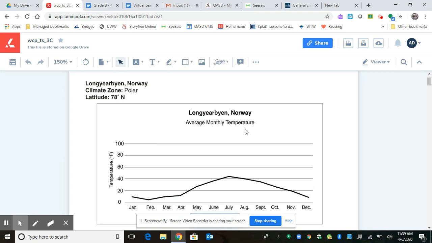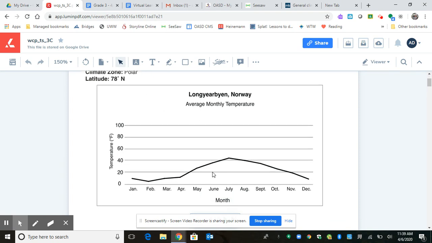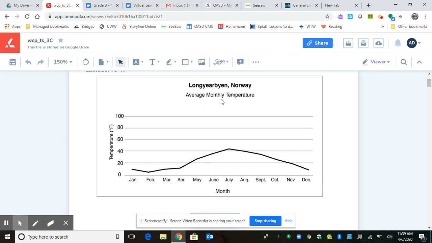So in Norway, it's part of the polar zone. This chart here is telling me the average monthly temperature. Over to the left column, there are different temperatures ranging from 0 degrees Fahrenheit to 100 degrees Fahrenheit. Then down at the bottom, it's the different months of the year. Just looking at this data, I see right away that most of the year it's really cold. Look at 4 months of the year, it's below 20 degrees.